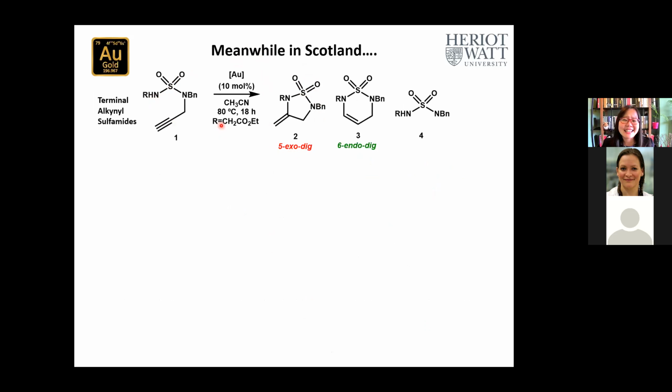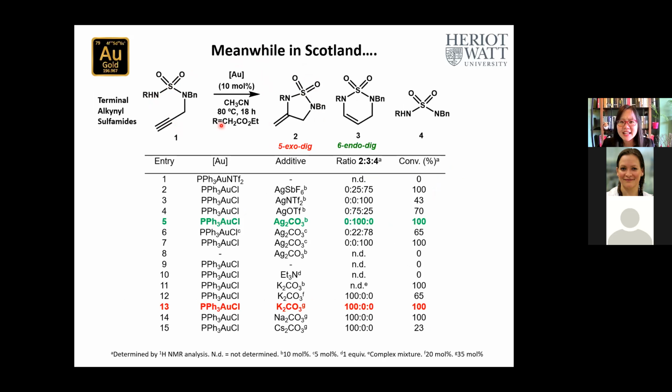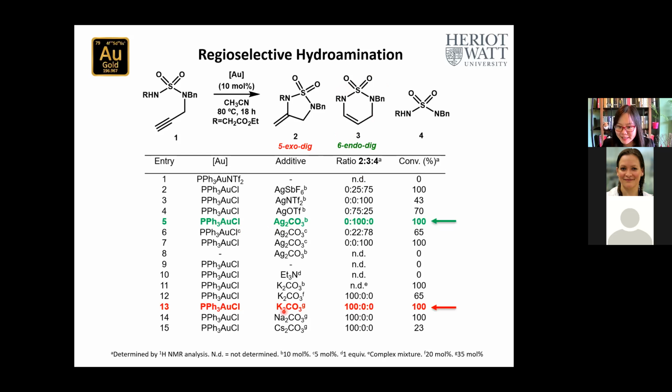And he did some really extensive optimization. I'm just going to show a snapshot of some of the work. And he saw something really interesting. When he used silver with gold, so this is the in situ method, he saw actually this 6-endo-dig. When he used potassium carbonate instead of silver, it switched over to the 5-exo-dig. And when he used sodium or cesium, he also saw only 5-exo-dig. So it's only silver that was giving the regioselectivity switch.